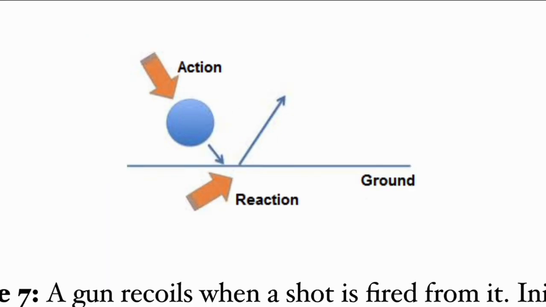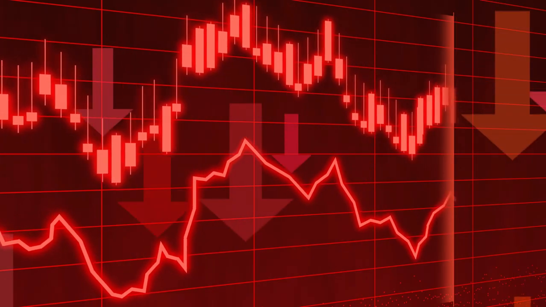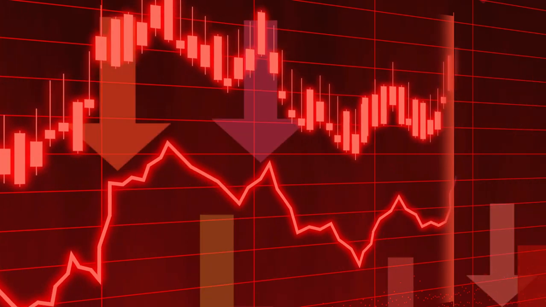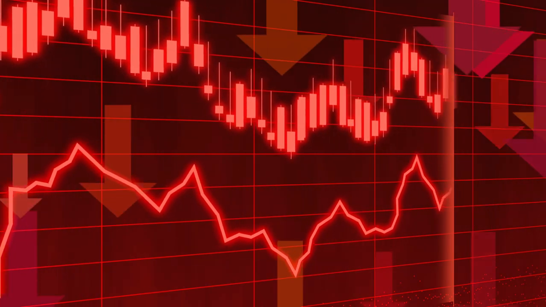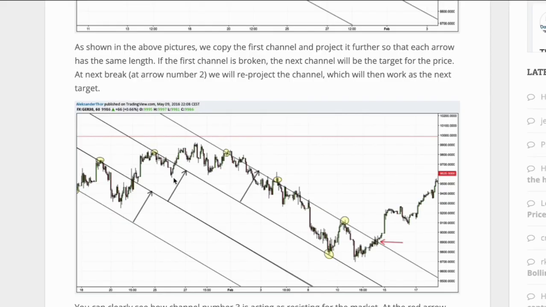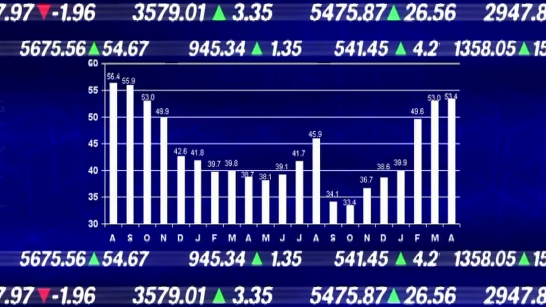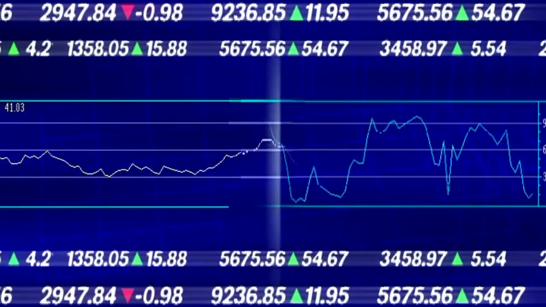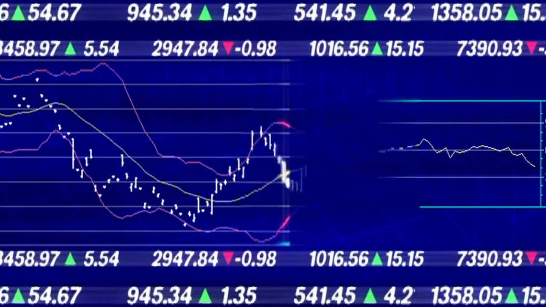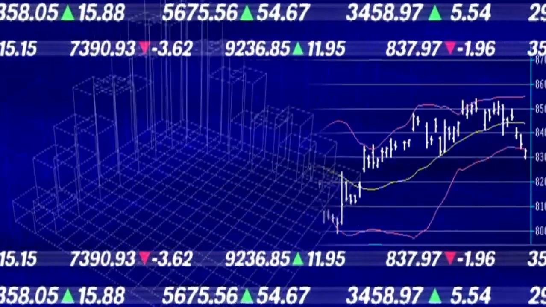Just like this blue ball, the market price also has both action and reaction. It can look like this: action, reaction, action, reaction. It's like a ball bouncing back from each reaction zone. Nothing goes up or goes down forever non-stop. There's always some kind of retracement on the way, and those retracements are reactions.